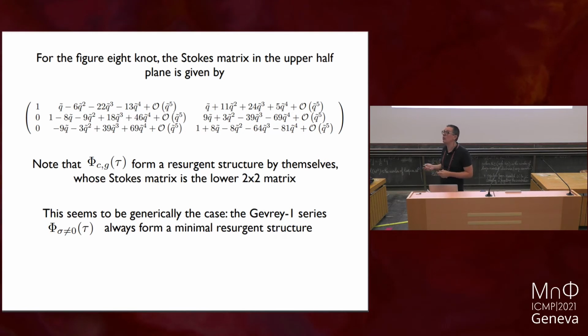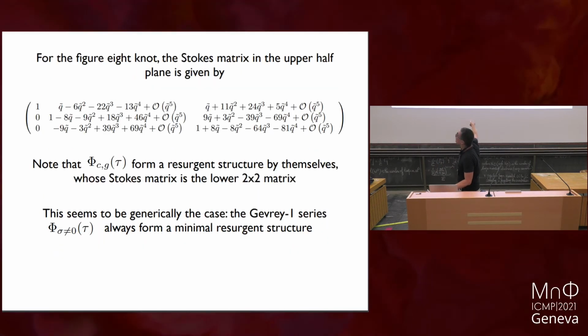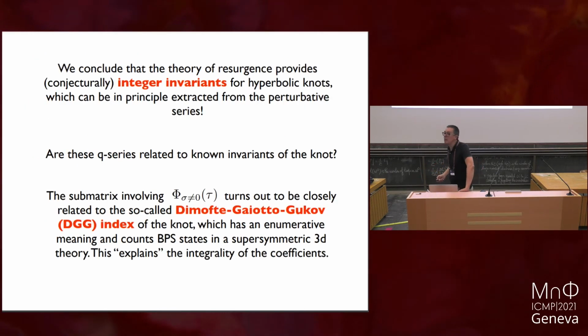There is a theory which is called the theory of state integrals, which only knows about phi c and phi g, but not about phi 0. Okay, as I mentioned, these things are integer invariants, and this is for a reason. It turns out that this part of the matrix here is related to what is called an index, so a quantity which is manifestly based on integer numbers, which was defined by Dimofte, Gaiotto, and Gukov. And actually, the Stokes matrices that we calculated reproduce this index, which is an index in a quantum field theory which counts states.